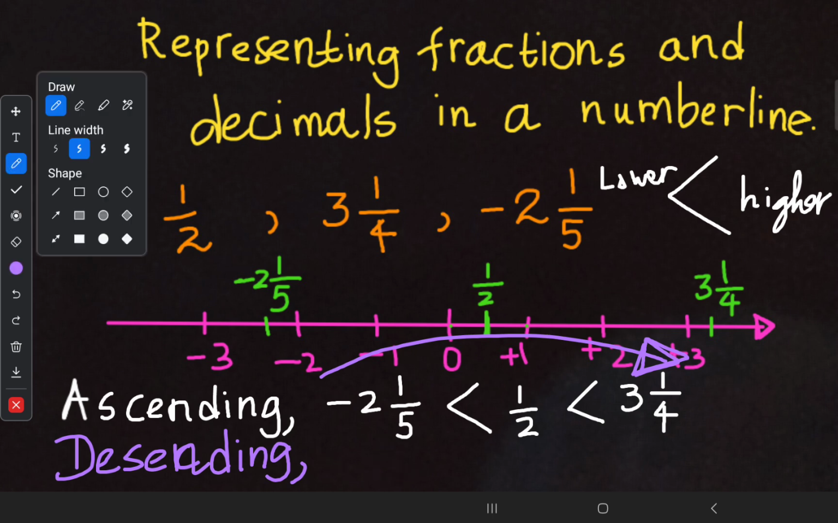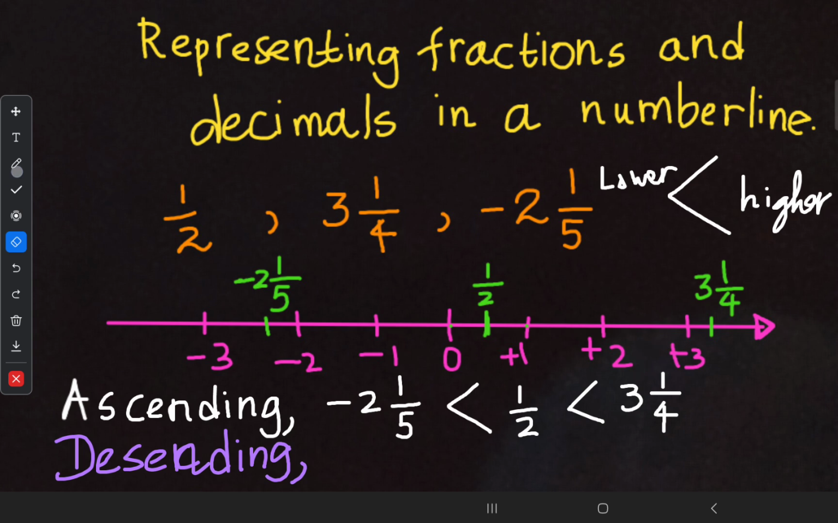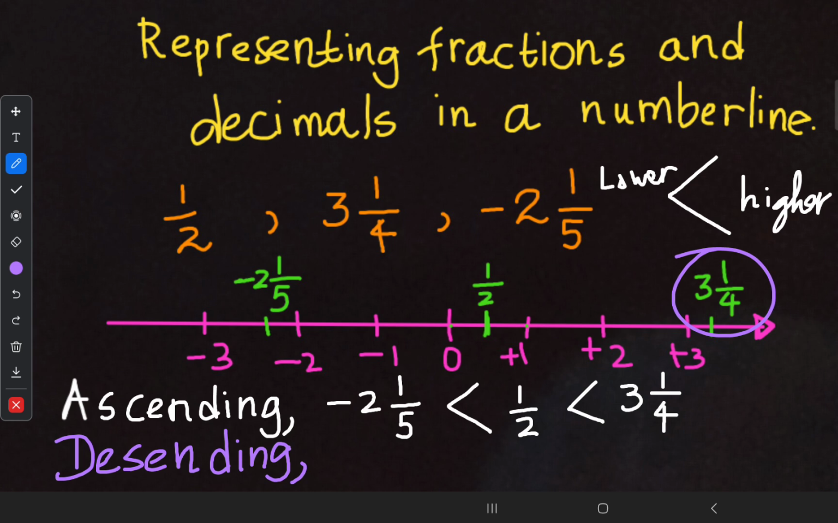But when we look from here to here, descending means the highest one to the lowest one. In ascending order, what we did was order from the lowest value to the higher value. In descending order, we order the highest one to the lowest one. Amongst these three, the highest one is located on the right side. This is our highest, 3 into 1 upon 4.